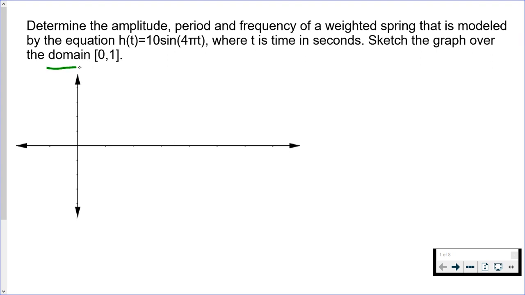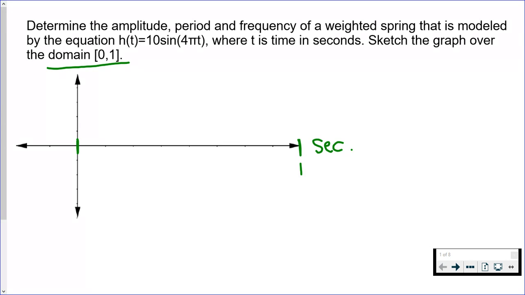Now, first of all, domain is all of your x values, which means the graph is going to exist from an x value of 0 to an x value of 1. Now, in this case, they're using t instead of x. Please understand those are the same thing. So the x-axis is going to represent seconds in this case.